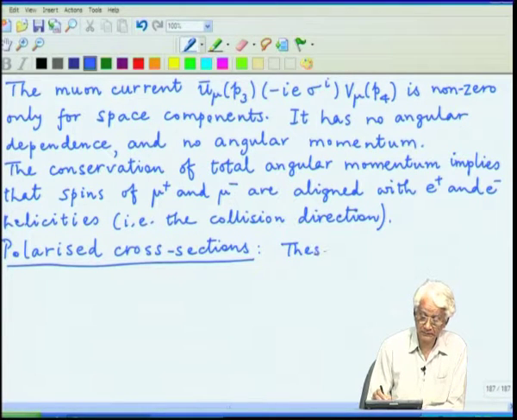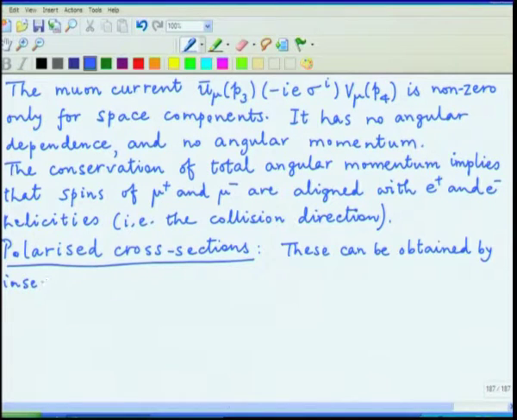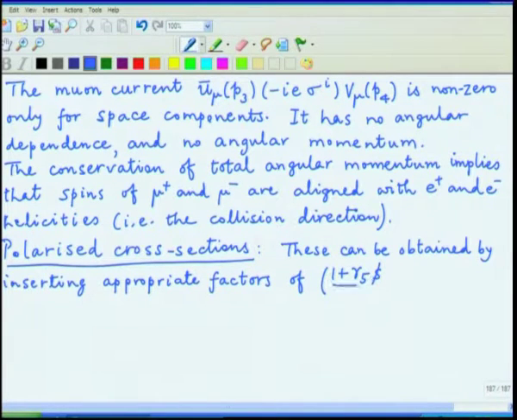So, the factors needed to project along polarization directions are one plus gamma 5 S slash by 2 in the Dirac trace for the polarization direction S mu.